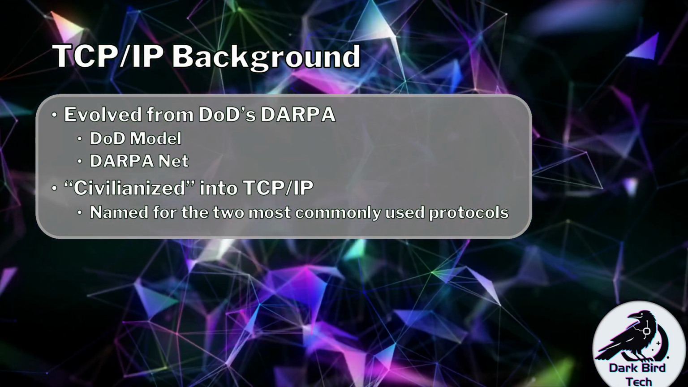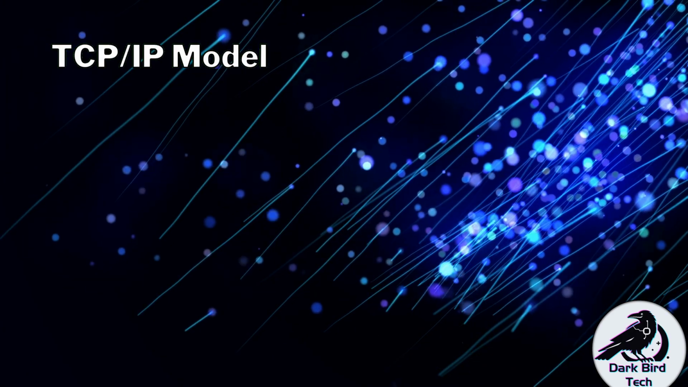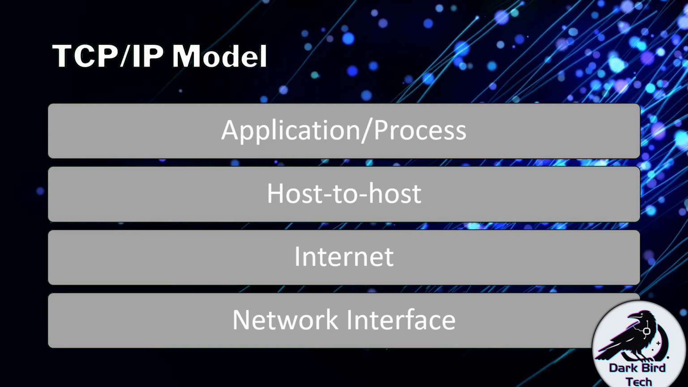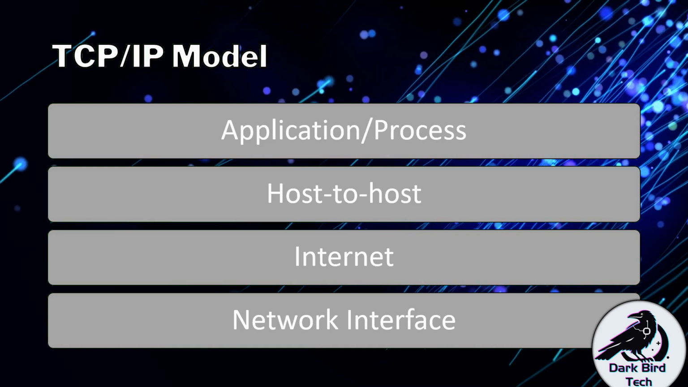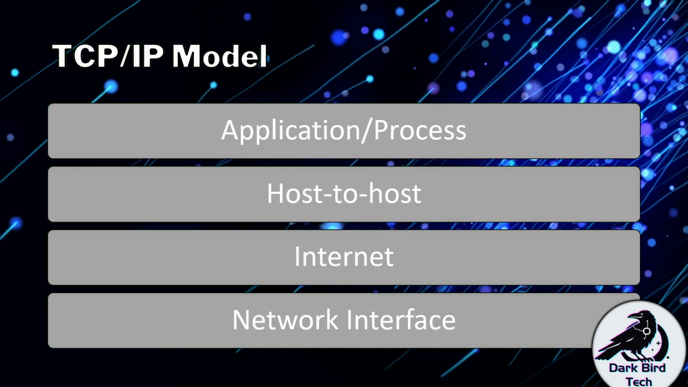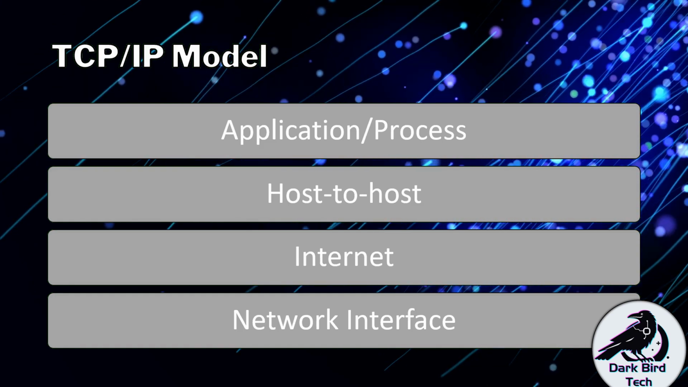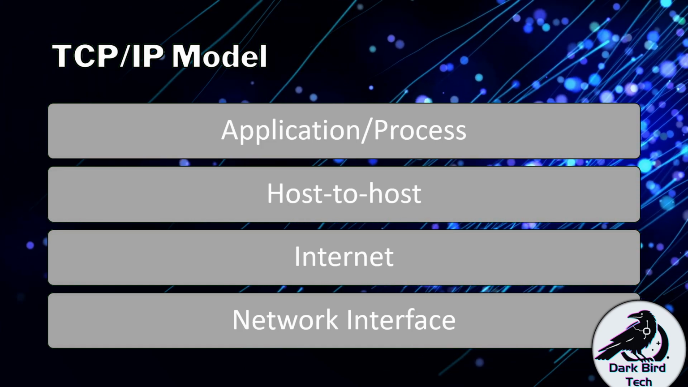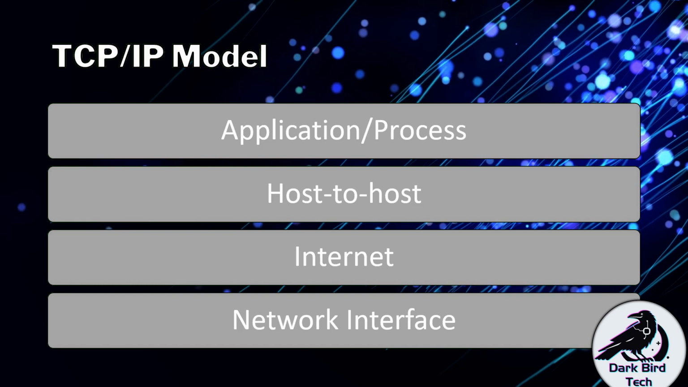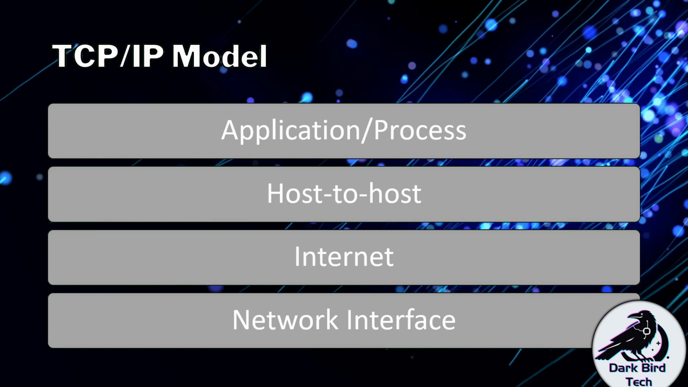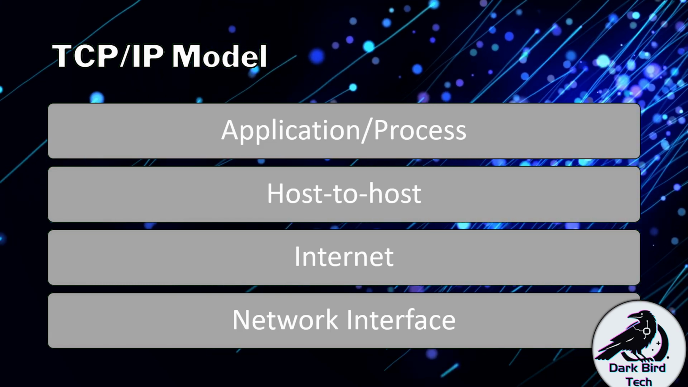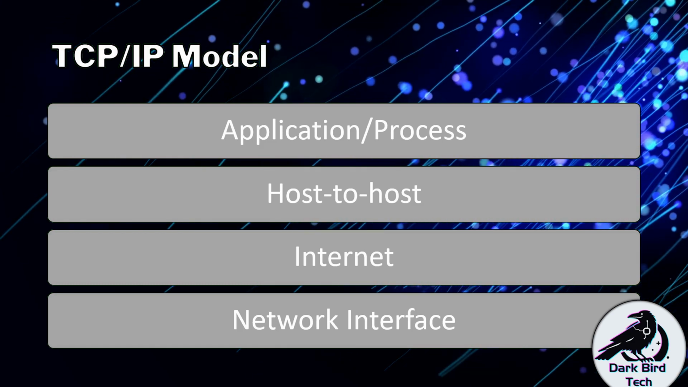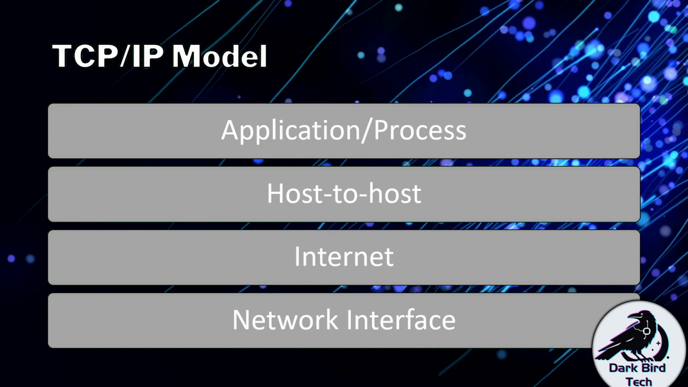So let's have a look at the model. The model itself has 4 distinctive layers, although depending on whose textbook and definitions you prefer, the names of the layers do vary. But what I've got listed here are the 4 most prevalent or common names associated directly with TCP/IP. Those being the application or process layer at the top, the host-to-host layer below that, and underneath that is the internet layer, and right at the bottom, the network interfacing layer.